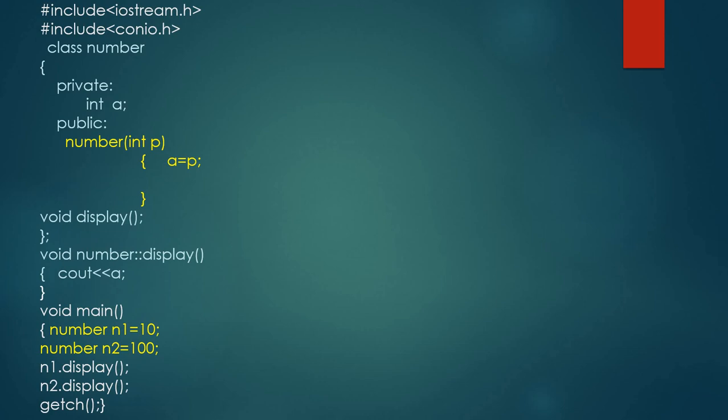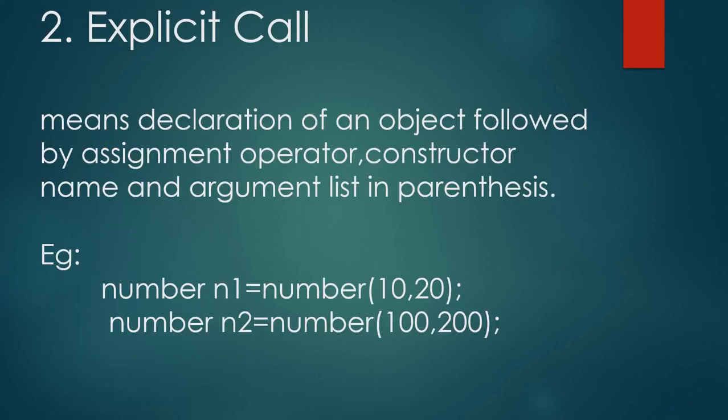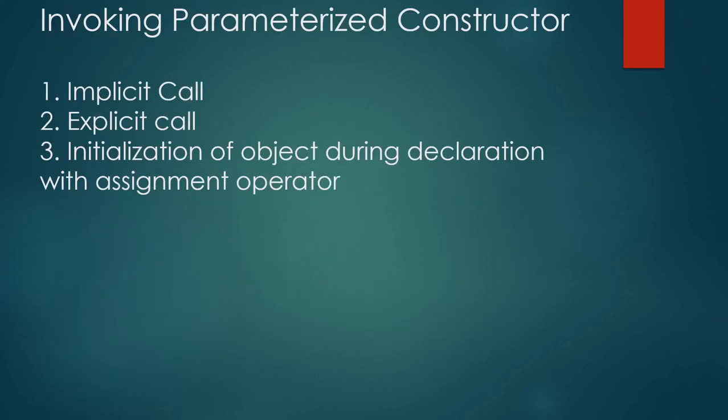That is, there are three methods for invoking parameterized constructor. First one, implicit call. Second one, explicit call. Third one, initialization of object during declaration with assignment operator. The third method is used when a constructor has one and only one argument.